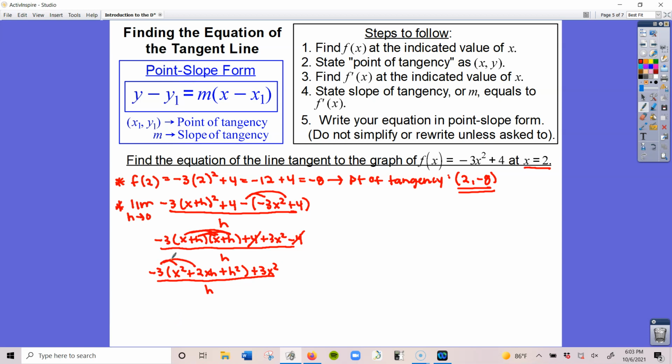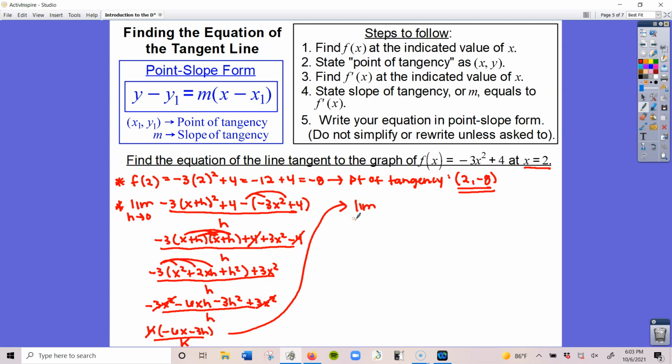Now we distribute the negative 3, and we would get negative 3x squared minus 6xh minus 3h squared plus 3x squared. These will cancel. Everything is over h. And now I can factor out an h from the numerator. So we got h, negative 6x minus 3h over h. Now these h's cancel. Now I can evaluate for my limit.